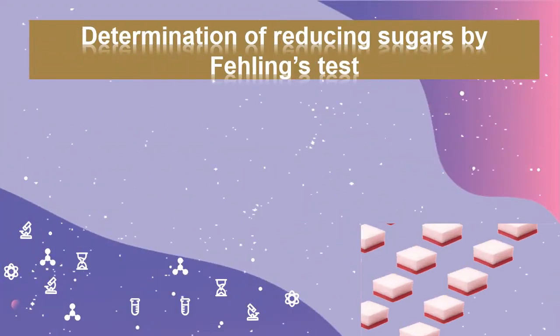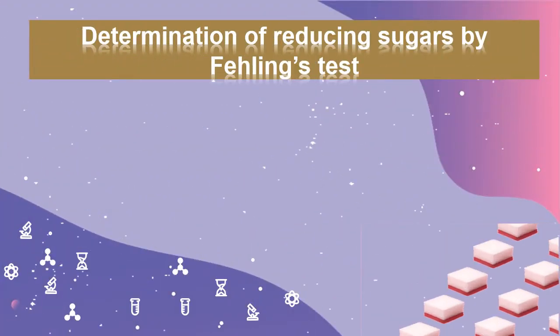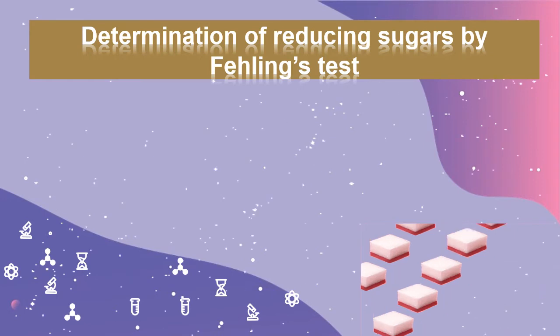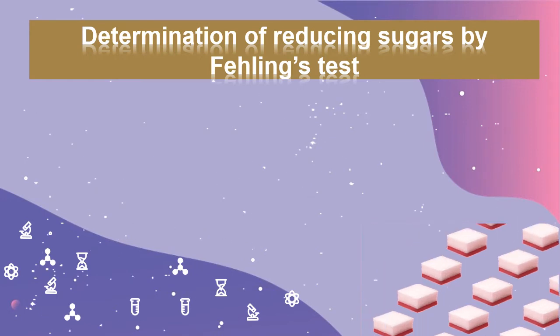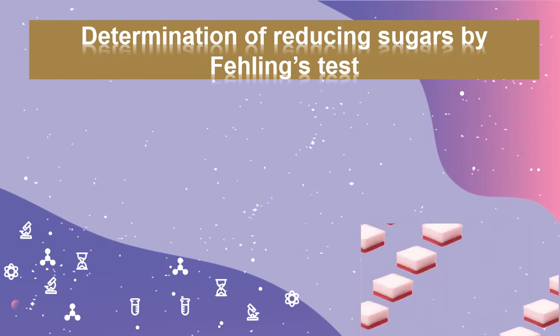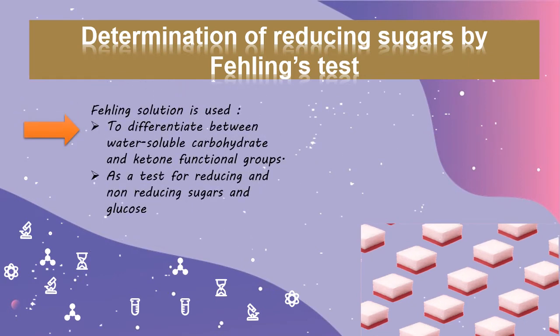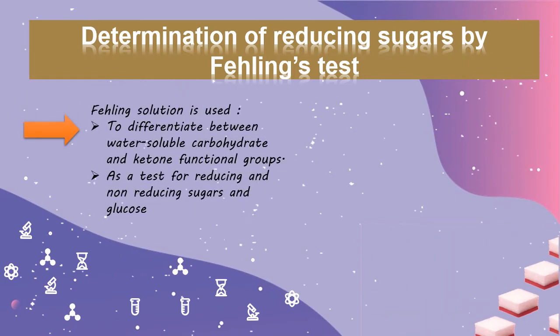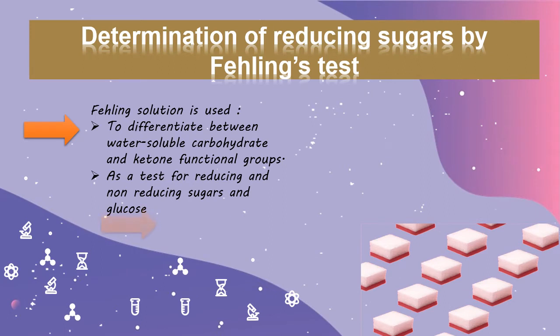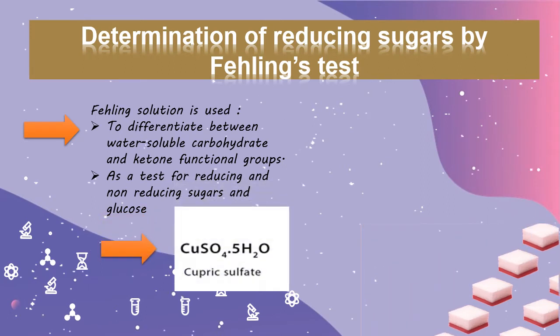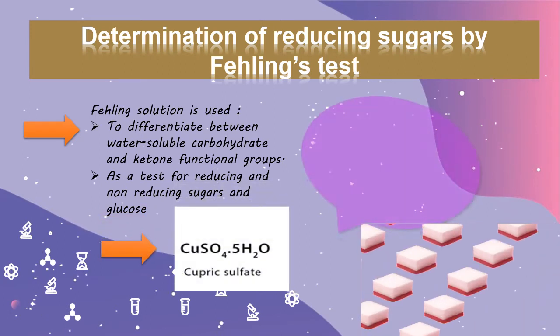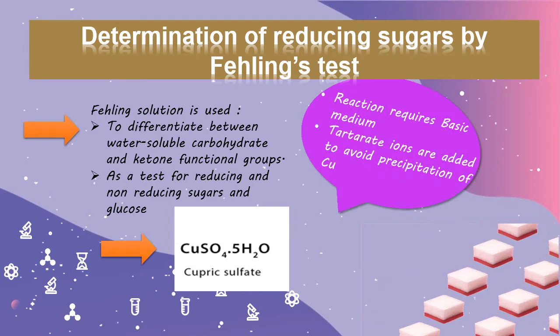So first of all, talking about the reducing sugars, they can be determined with the help of Fehling's test, which comes under the precipitation titration. It's basically used to determine water-soluble carbohydrates and ketones, and as a test for reducing and non-reducing sugars. You can see its formula, that is cupric sulfate. This reaction requires a basic medium.